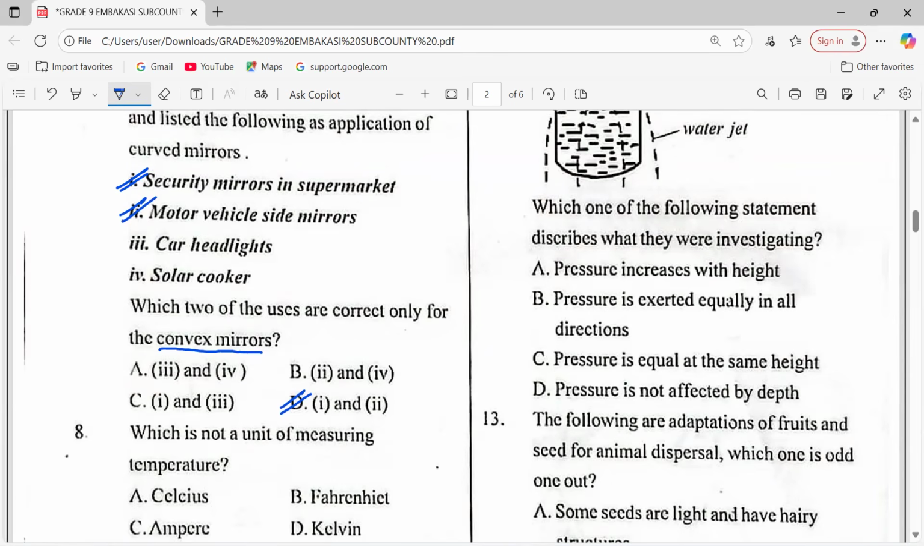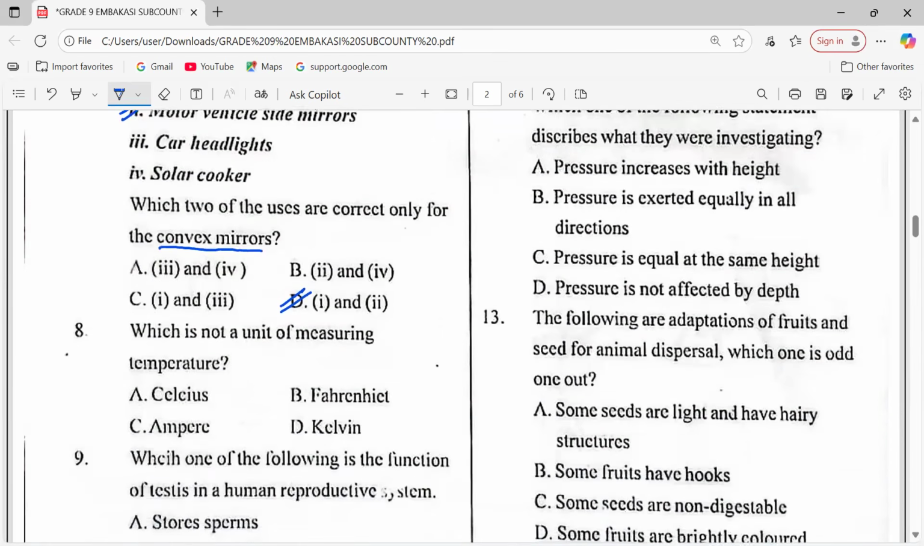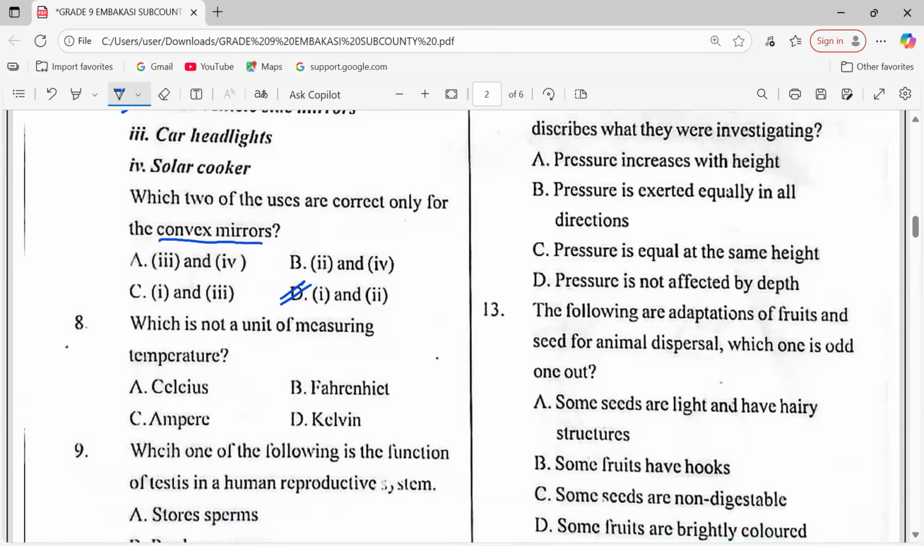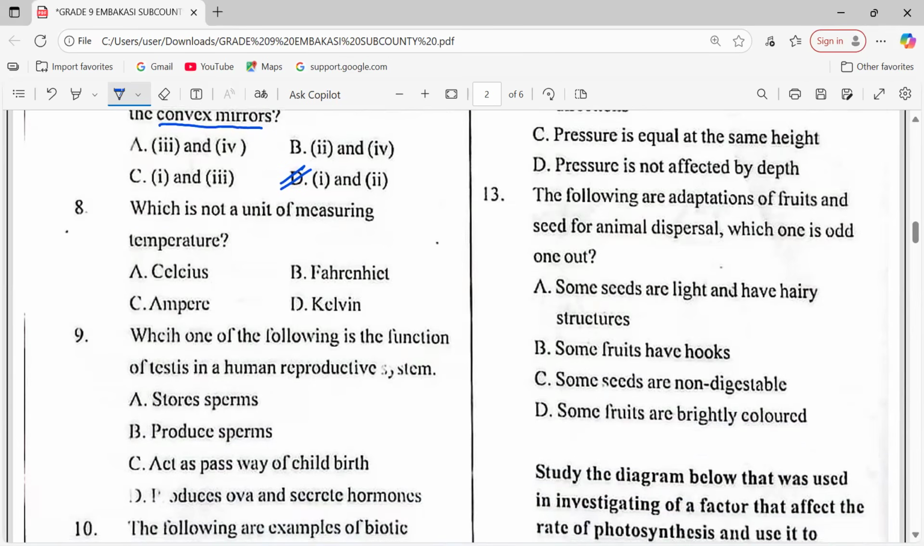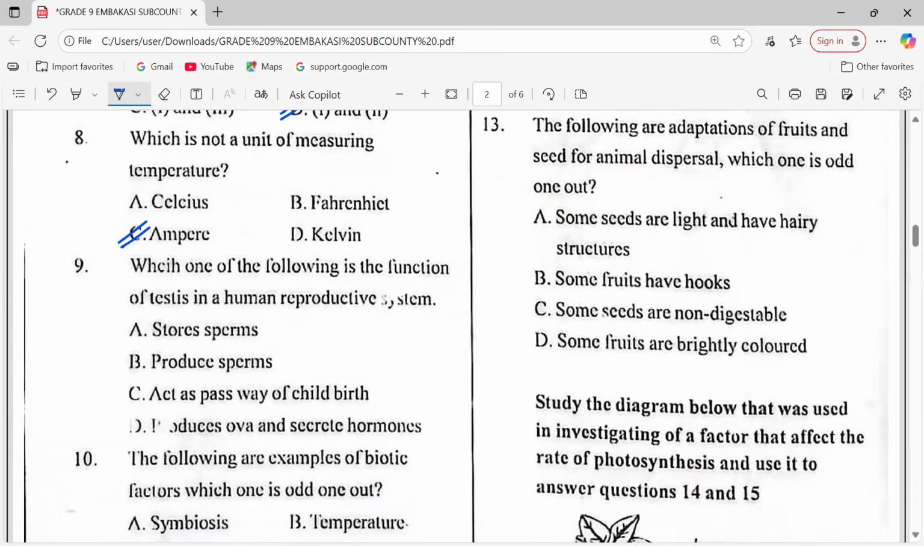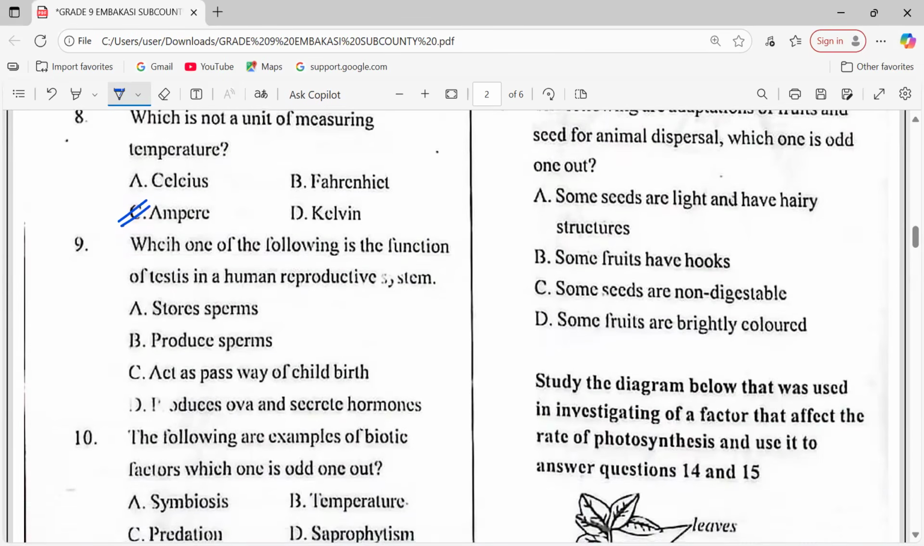Number 8. Which one is not a unit of measuring temperature? We have Celsius, Fahrenheit, Kelvin, then Ampere. Ampere is for electric current. So it's the odd one out in that case.